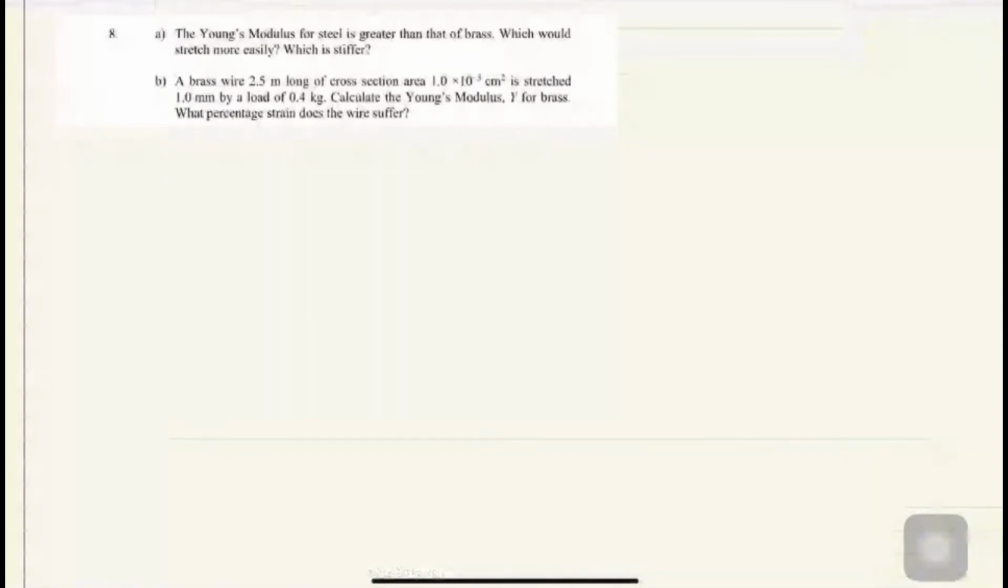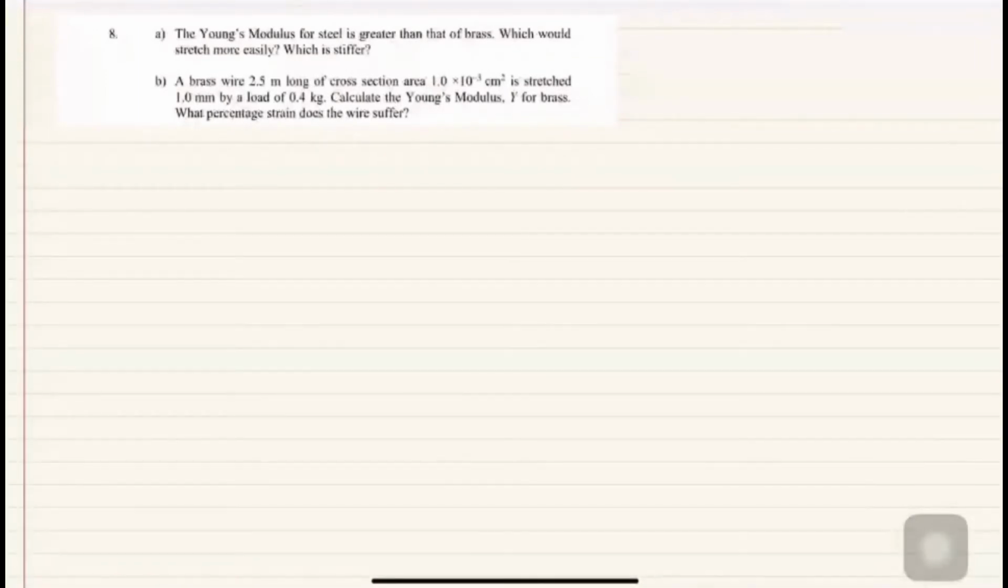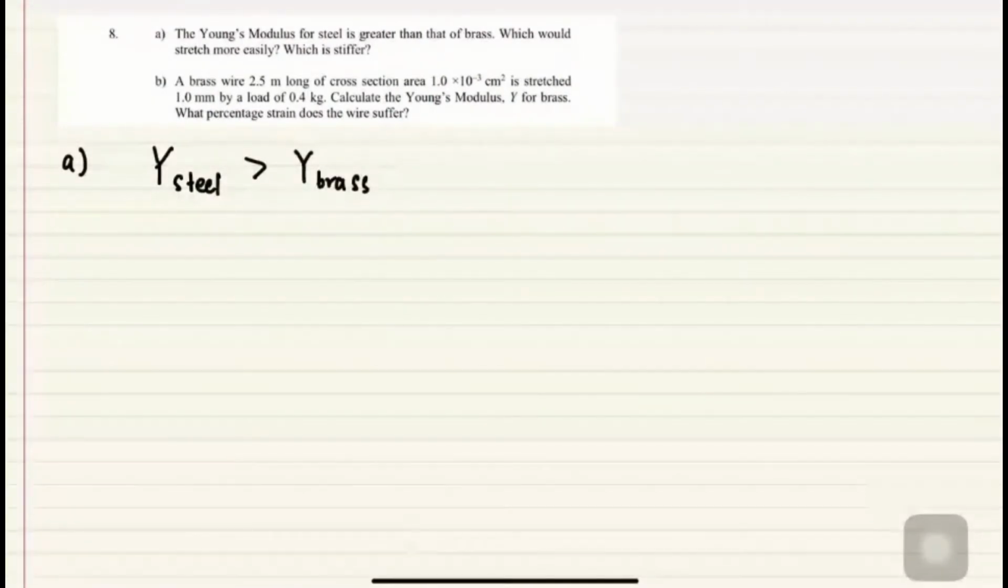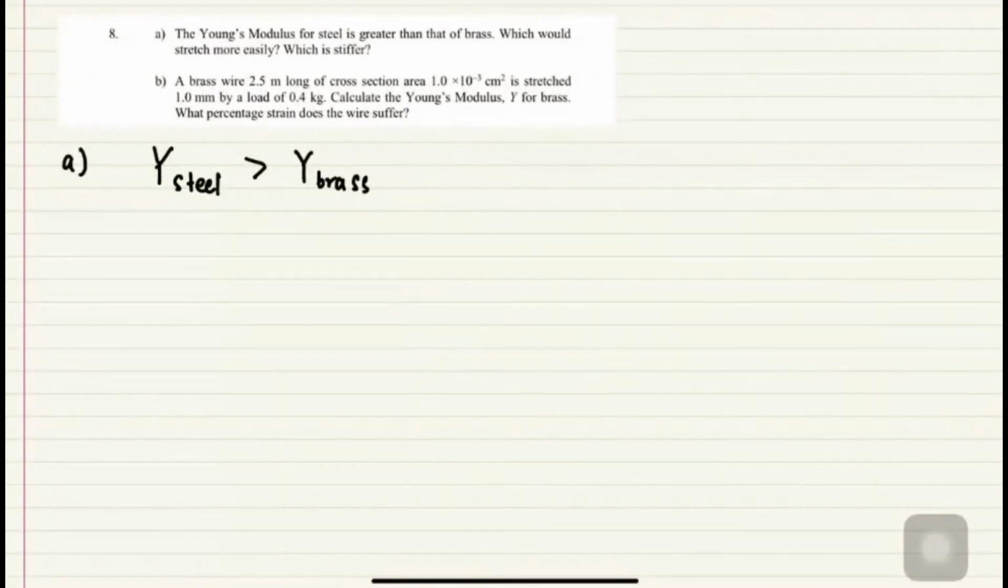Okay, question number 8. The Young modulus for steel is greater than that of brass, which would stretch more easily. So steel and brass ni dua-dua adalah metal. Which will stretch more easily, which is stiffer. Okay, dia kata soalan A, the Young modulus for steel is greater than Young modulus for brass. So the question is, which one will stretch more easily? Mana yang lagi senang nak stretch? Brass. Okay. Brass. Very good.